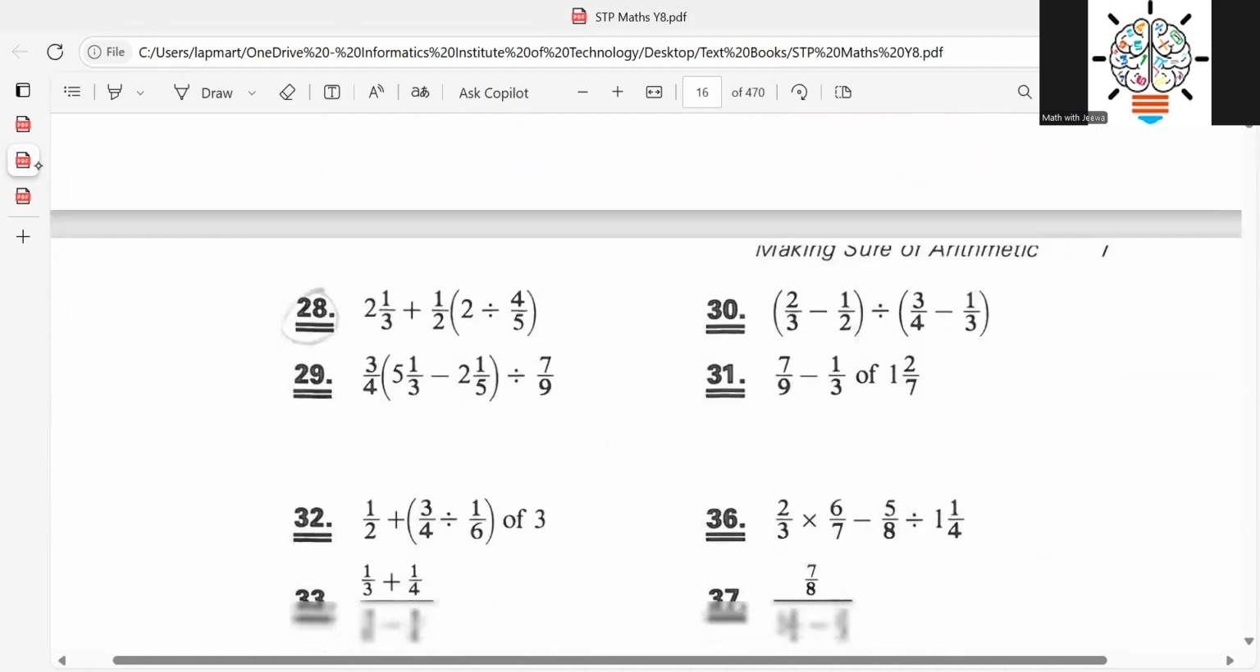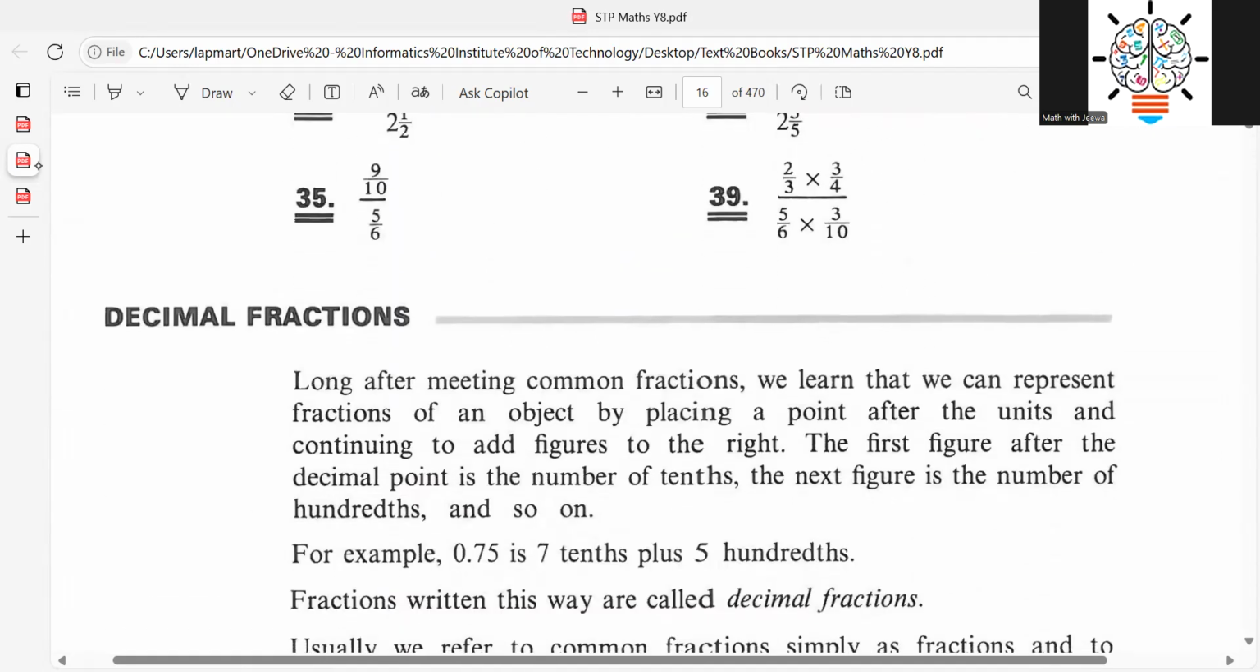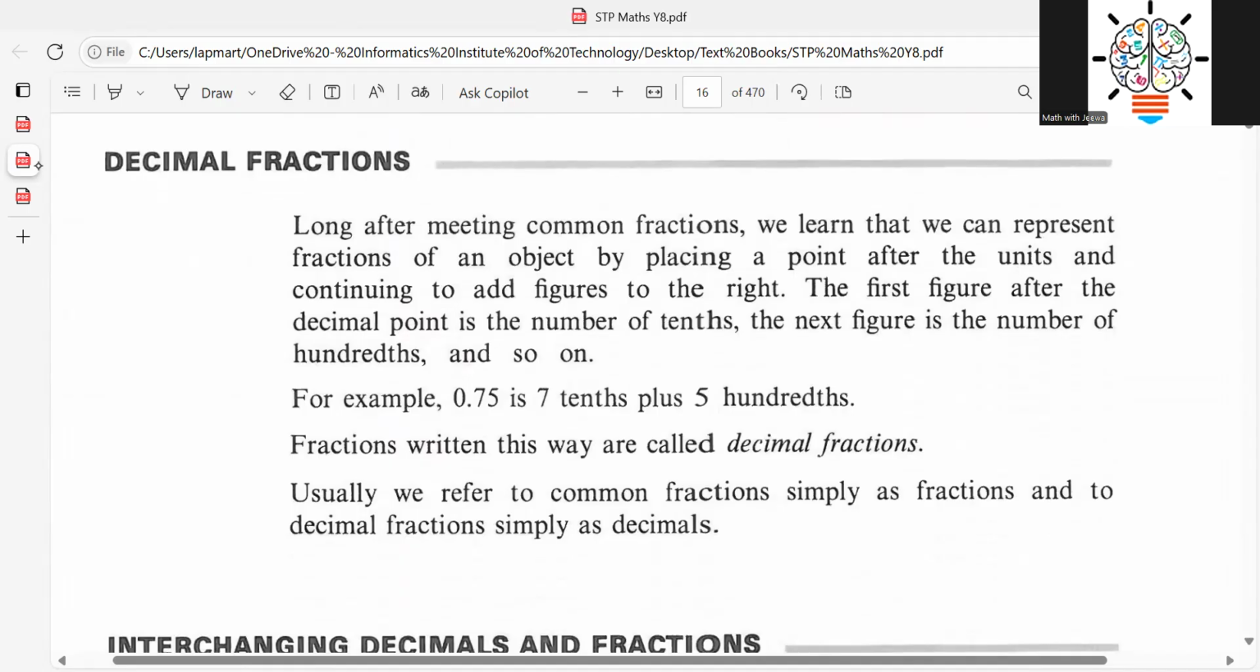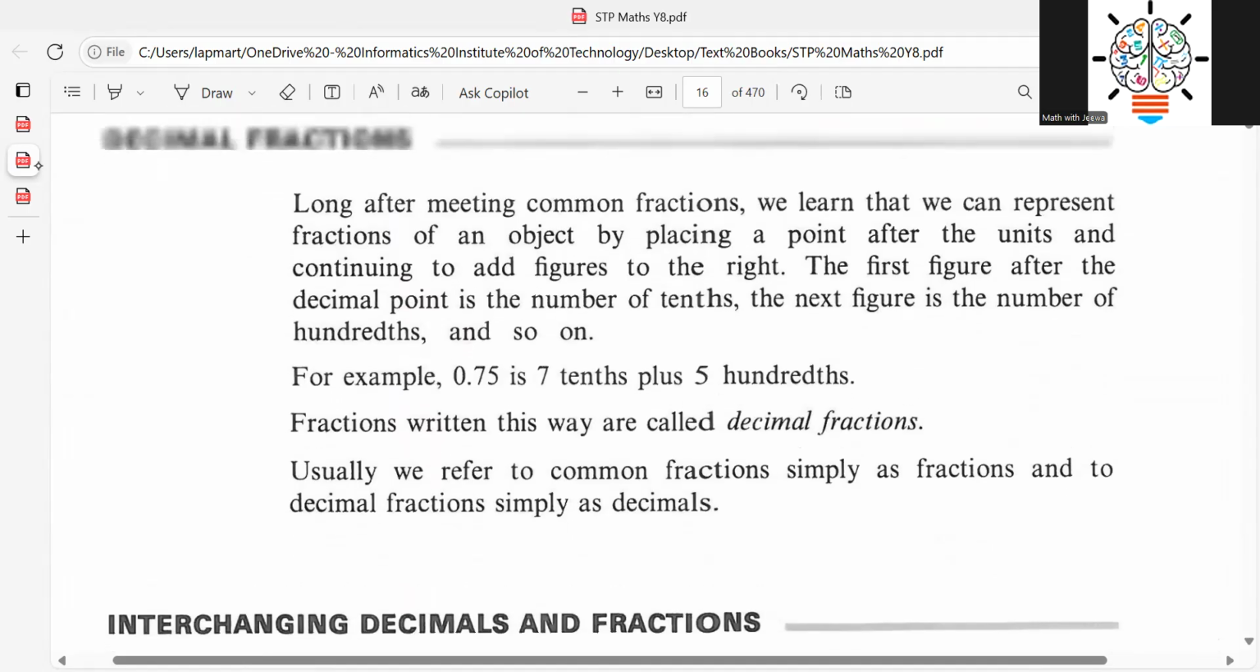And then the next day we want to discuss the decimal fractions and interchanging decimals and fractions. The next day the lesson will be that. Please be ready with your theory books.